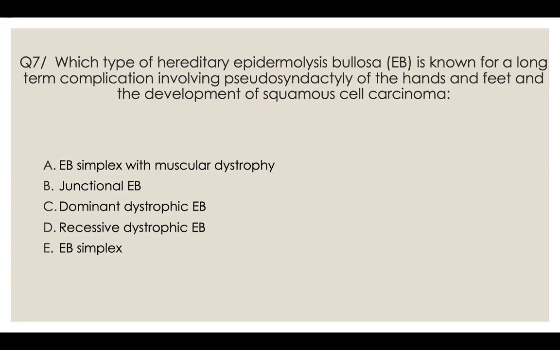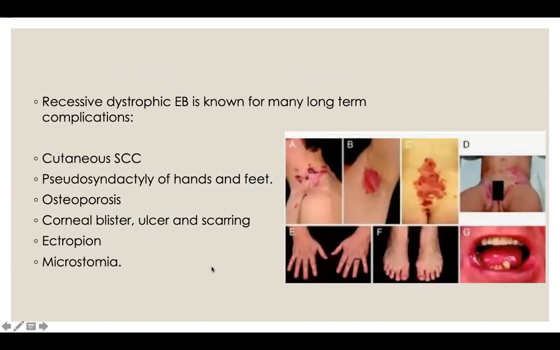It's recessive dystrophic EB. As you see, recessive dystrophic EB patients have many complicated long-term consequences. They have cutaneous SCC, pseudosyndactyly of the hands and feet, osteoporosis, corneal blisters and ulceration with scarring, ectropion, and microstomia as well. Then remember the recessive dystrophic EB.